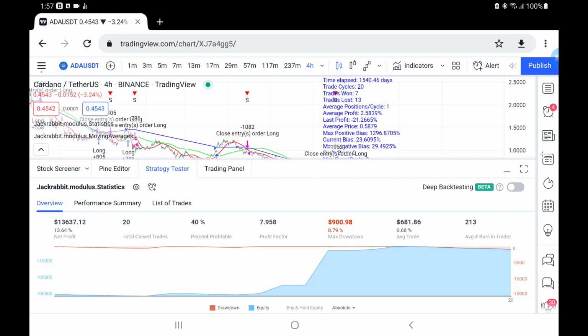Here's another example of a coin that over the course of the last 5 years has done very well. It's only won 7 trades. It's lost 13. So it's literally lost almost double the amount it's won. And yet, it has brought home $13,000 in profit.